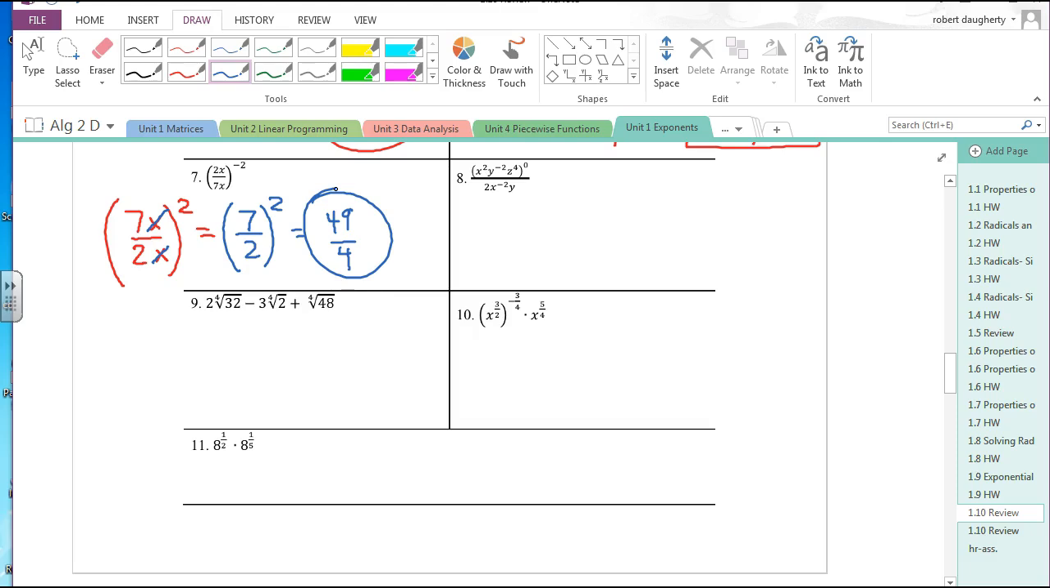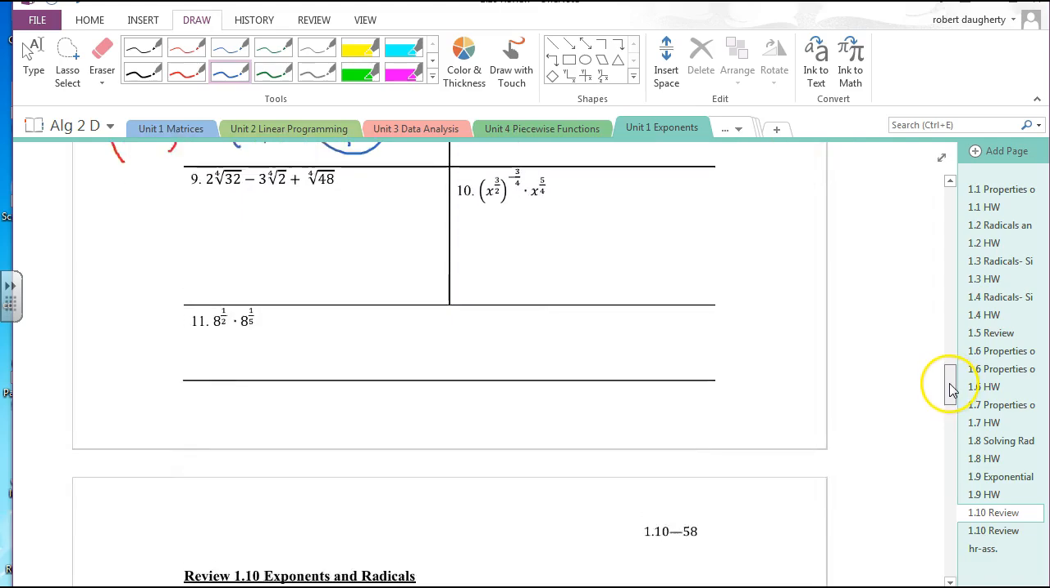Number 8, it looks complicated, but everything you see on the top of that fraction raised to the 0 power, that's 1. So this is 1 over 2 x to the -2y. So this is x squared over 2y.